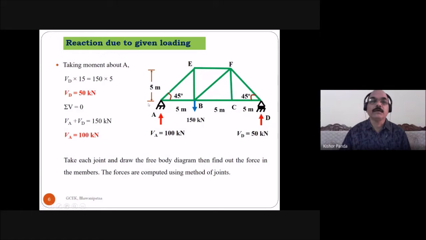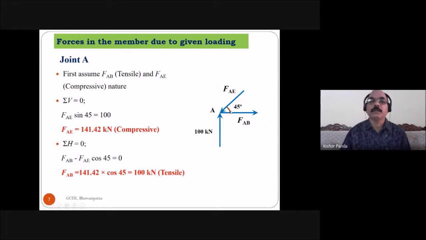So first take the joint A. You see at joint A, how many members meet? Here this is the AB member and this is the AE member. At joint A, the members AB and AE meet. But this is the reaction at A, 100 kilonewton. So take the free body diagram of joint A, and this is the 100 kilonewton reaction at A, and this is the AB member and this is the AE member. You don't know the nature of the force in the AB member and AE member. So what do you have to do? First you have to assume the nature of the force.